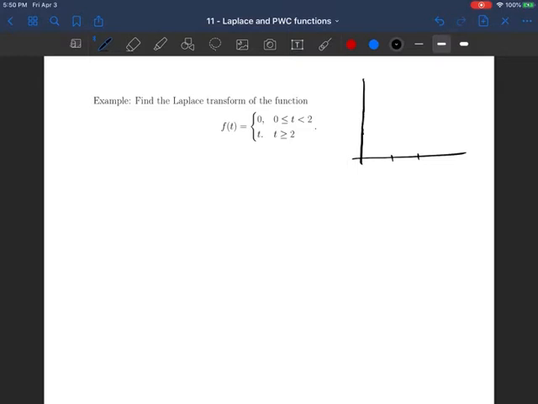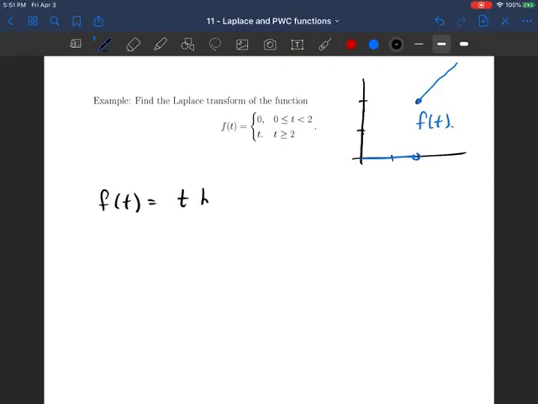1, 2. For this interval, nothing is going to happen. And then after that, it's going to be t. So it'll start at t equals 2. So we're going to have 0 up to here, and then from then on, it's going to go up. And so this is our function f of t.